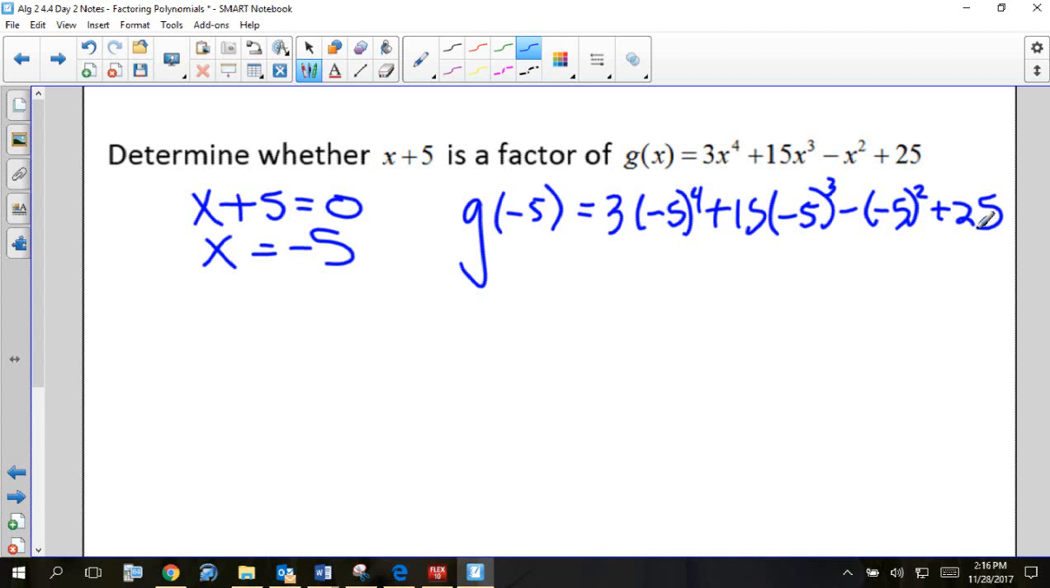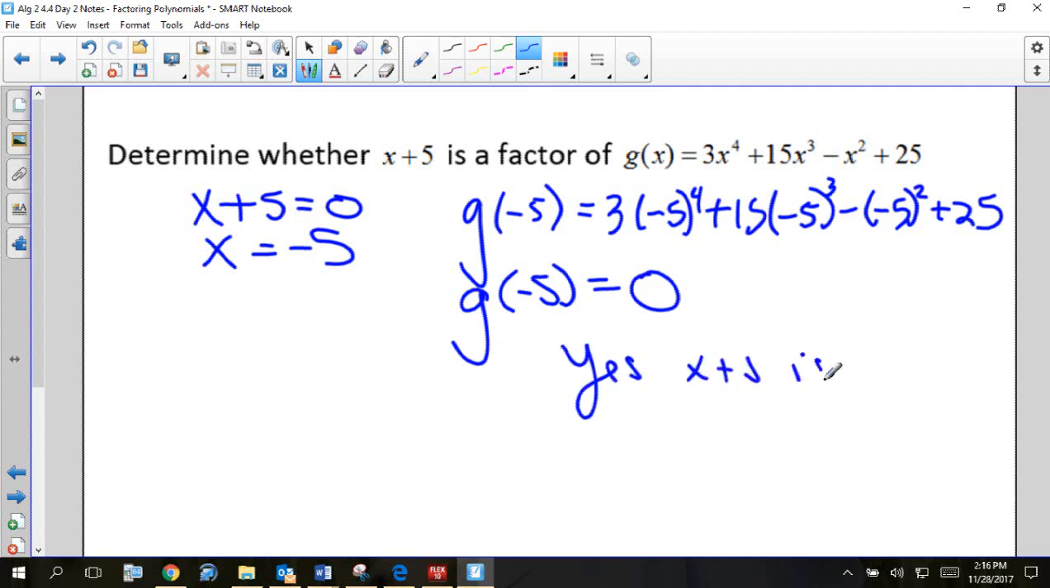All right, Tim, what'd you get? 0. So you plug it in. You should get g of negative 5 is equal to 0. And the question is, is it a factor? Yes, because when we plug it in, it equals 0. That means it's an x-intercept, where the function equals 0. All right, so yes, x plus 5 is a factor of g of x.